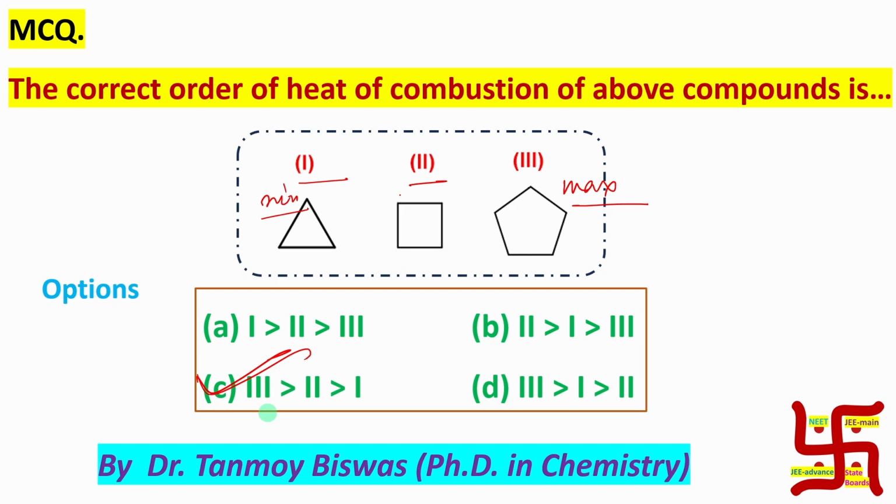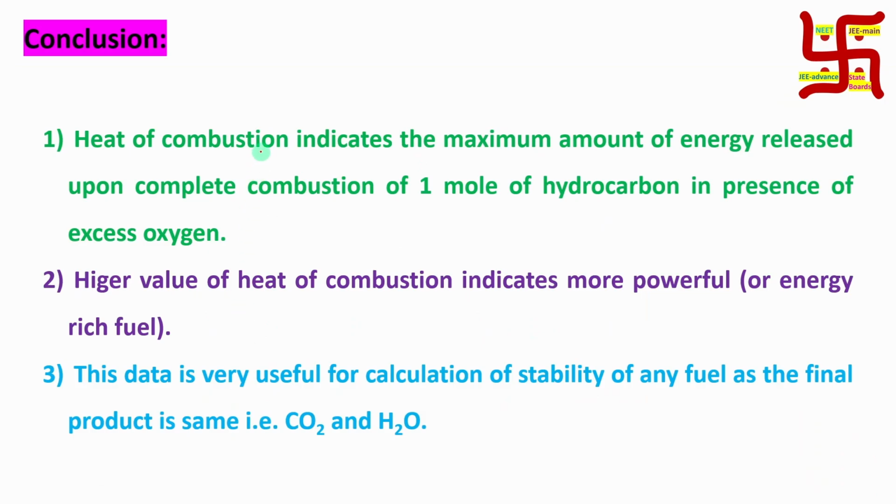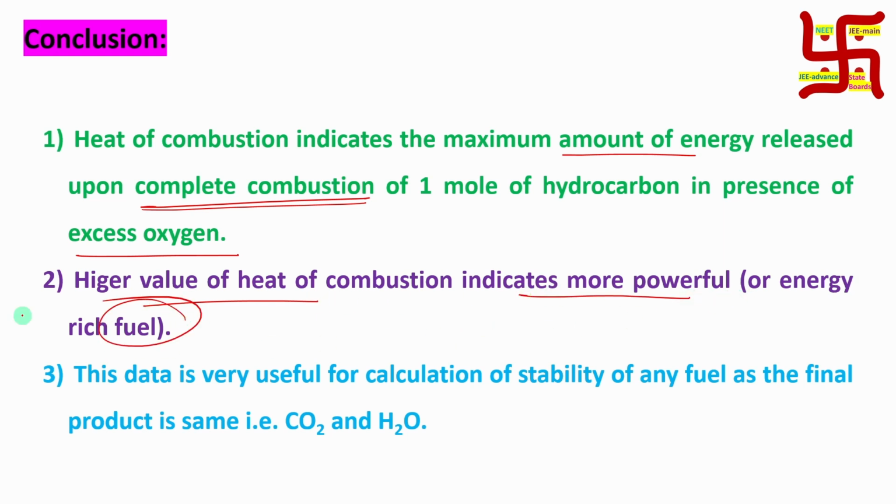Okay, so in conclusion, what we've learned today is that heat of combustion indicates the maximum amount of energy released upon complete combustion, very important, and that is only possible if excess oxygen is there. So if you burn 1 mole of hydrocarbon completely, how much energy is released? And a higher value of heat of combustion indicates a more powerful fuel. And this combustion data is very helpful for calculating the stability of any fuel or organic molecule.